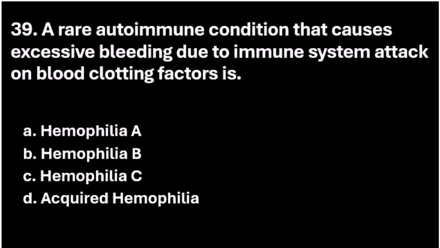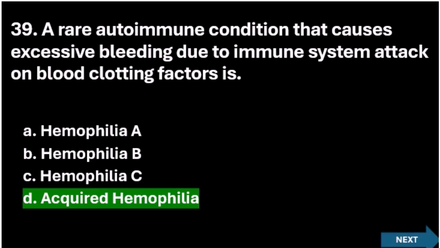Next question. A rare autoimmune condition that causes excessive bleeding due to immune system attack on blood clotting factors is: option A, hemophilia A; option B, hemophilia B; option C, hemophilia C; and option D, acquired hemophilia. Right answer is option D. Acquired hemophilia is the autoimmune condition.